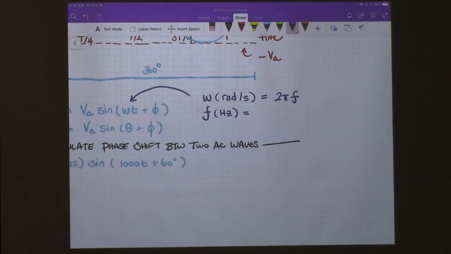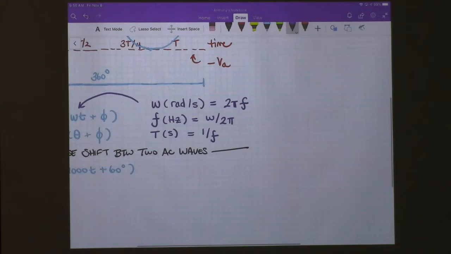Similarly, we can also describe the frequency in terms of time. So this is going to be in seconds. And so time, or the period, is equal to 1 over the frequency. So both of these are frequency, and this here is the period.